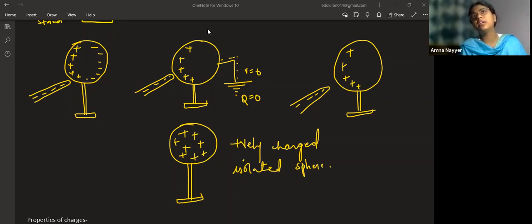Van de Graaff generator uses induction, but more or less it has work of potential. So again, the same thing, that earthing part arises, where potential is used. That part is more used in the Van de Graaff generator.